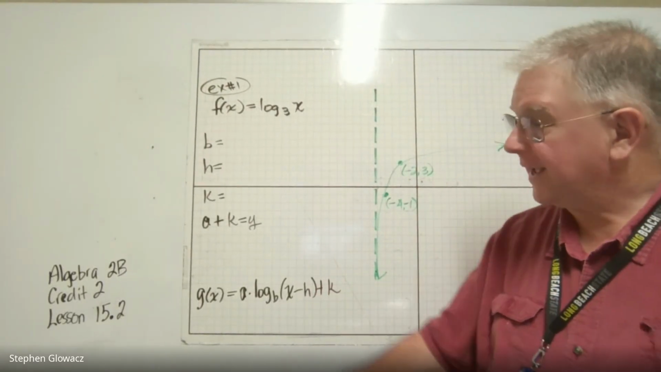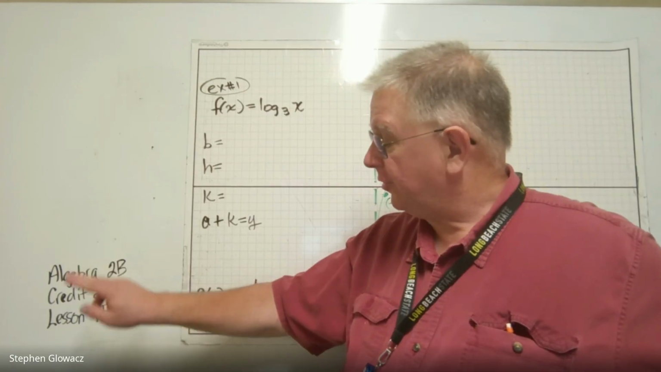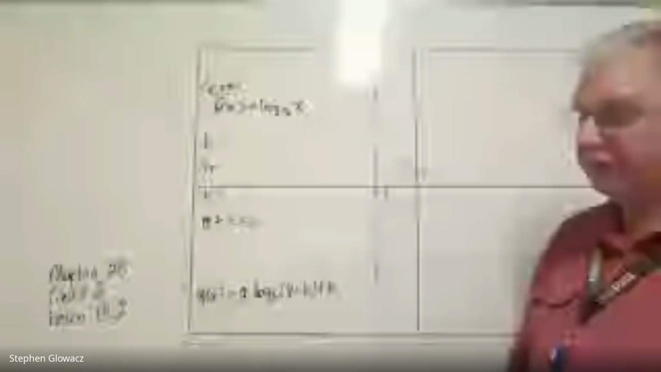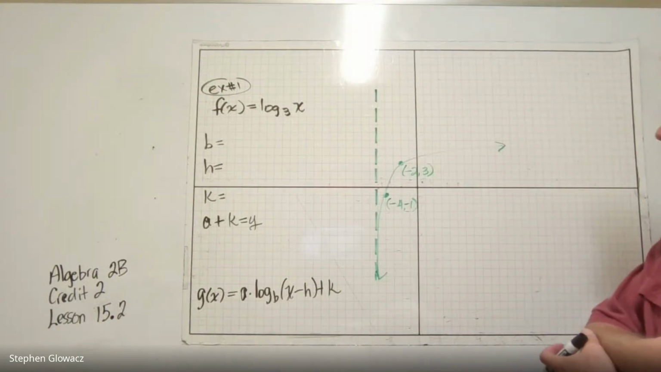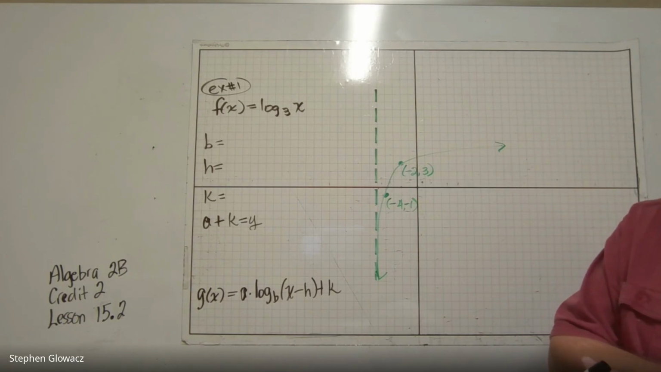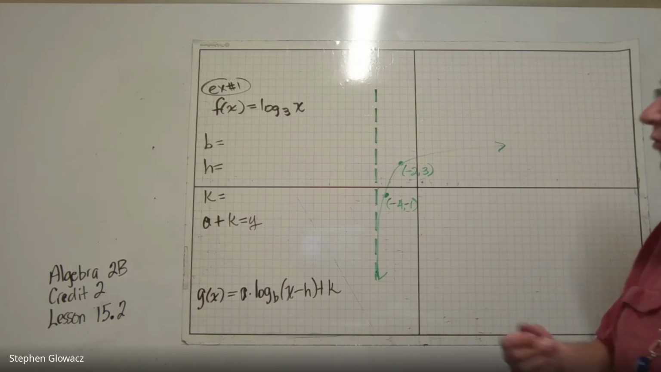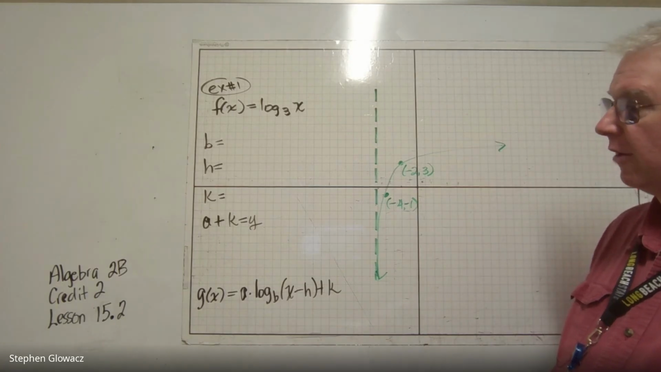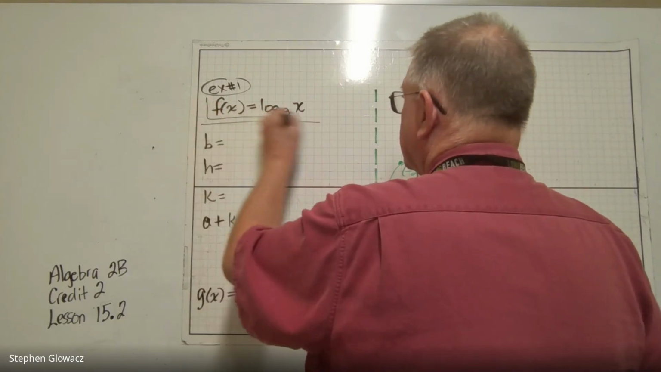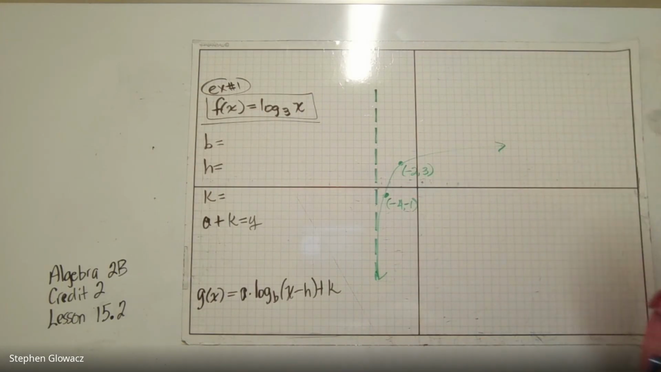These are the examples for Algebra 2B, Credit 2, Lesson 15.2. Lesson 15.2, we're going to be talking about the graphs of logarithmic functions. We're going to start with problems 1 and 2, which are writing an equation given the graph of a logarithmic function. We're told the parent function, f of x equals log base 3 of x, and which function is graphed on the coordinate plane given.